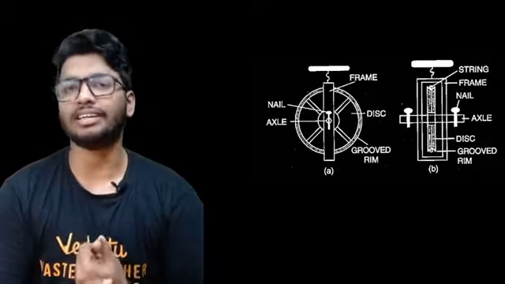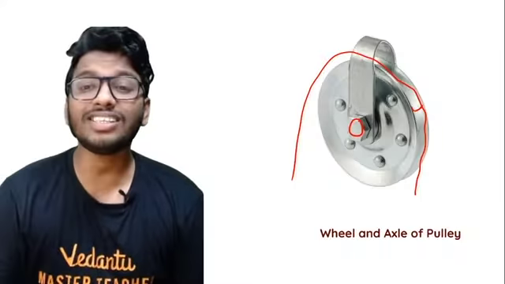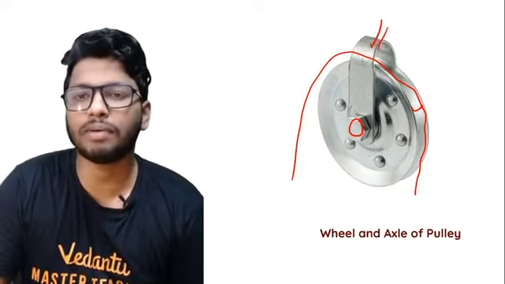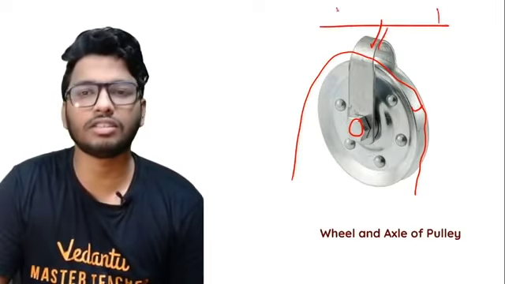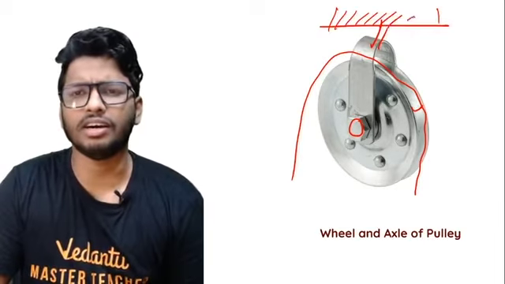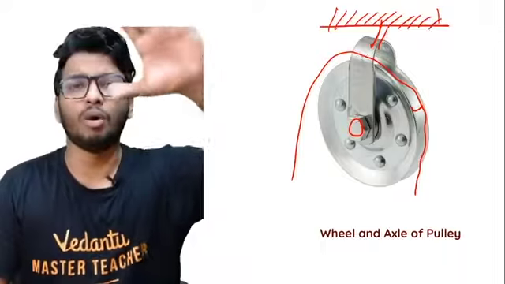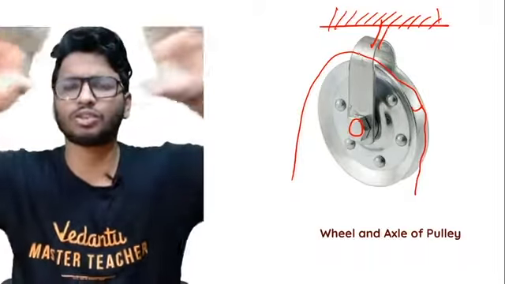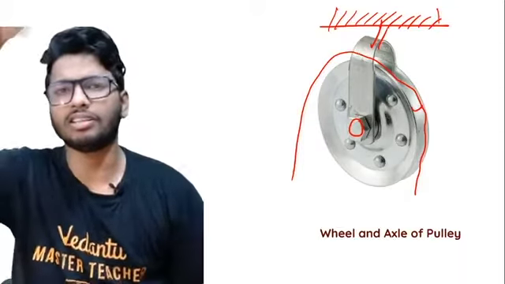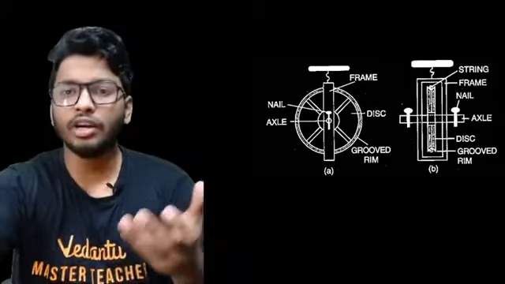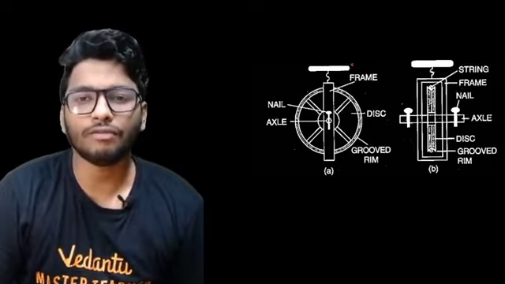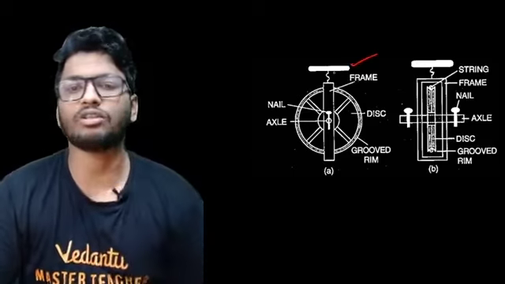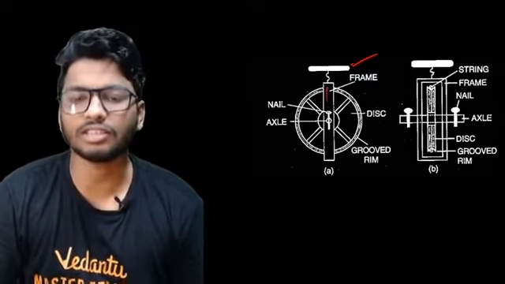Now the thing about a pulley is that it is always fixed. This part is always fixed to a rigid surface, maybe a cement slab or a wooden plank, whatever it is. It's fixed to a certain point, and then the pulley is hanging from that particular point. So this is the fixed point, and this entire thing is called the frame.